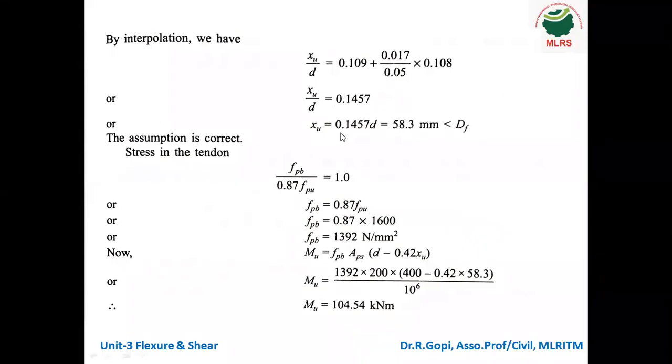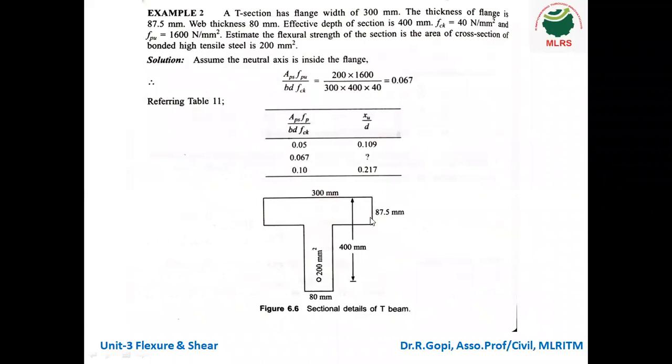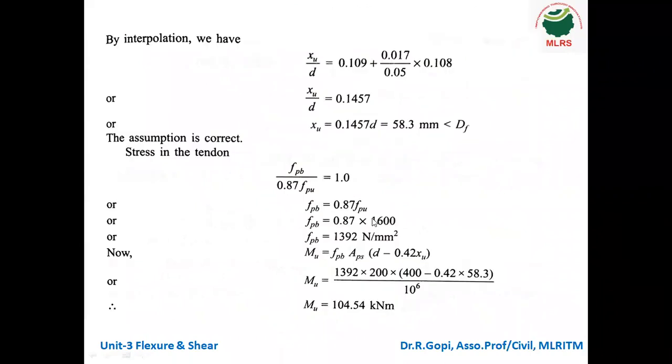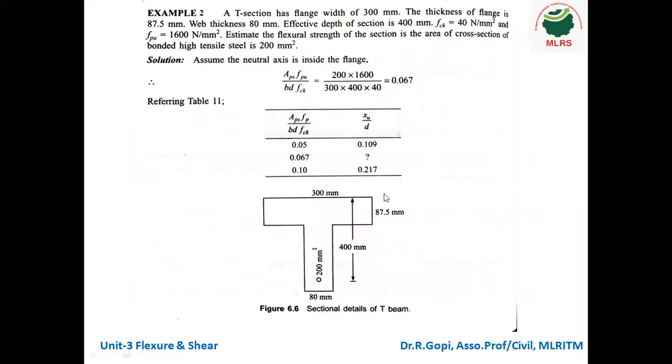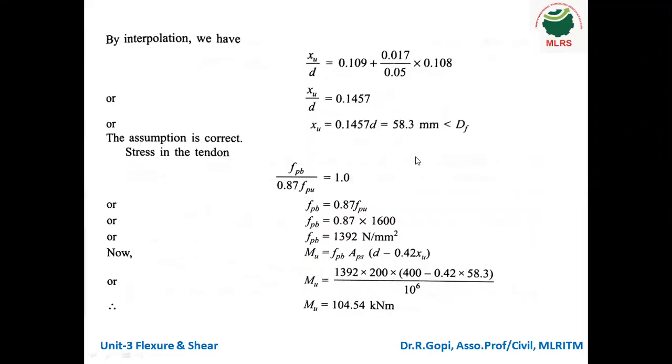So from this, XU is equal to 0.1457 into D. Therefore, XU value we got 58.3 mm. Now you can see what the flange thickness is: it is 87.5. So the XU value, the neutral axis depth, is less than the flange thickness. We got only 58.3 mm, so it is less than the depth of the flange. That means the neutral axis lies within the flange.